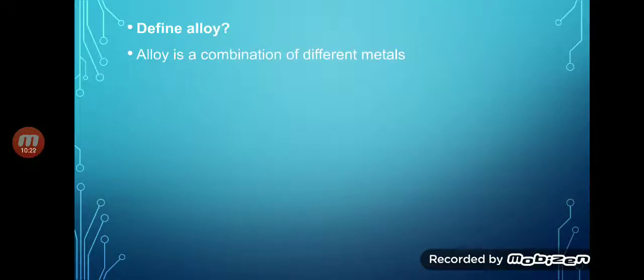Next, define alloy. Simple. An alloy is a combination of different metals. And what is a metal? Metals like gold, silver, iron, steel. These all are metals. So a combination of metals is called an alloy.